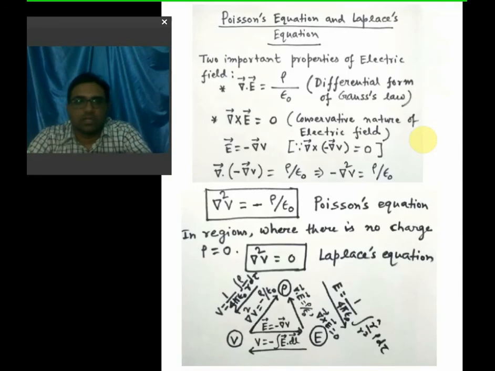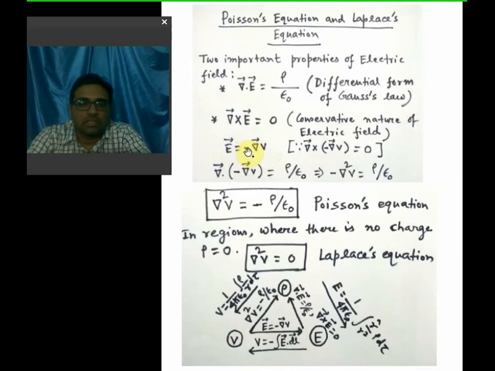Now I will discuss two equations, which are Poisson's equation and Laplace's equation. We know the important properties of the electric field: del dot E, divergence of E, equals rho by epsilon naught, which is the differential form of Gauss's law. Another important property is that the curl of the electric field is 0, because the electric field is a conservative field. If the curl of any vector field is 0, that vector field can be written as the gradient of another scalar field. This is one vector identity. And here the electric field we can write as minus the gradient of potential.